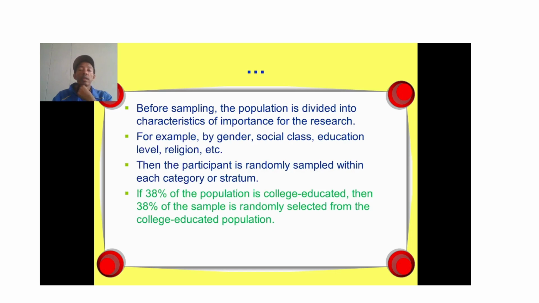So before sampling, the population will be divided into characteristics of importance to the research, for instance, by gender, social class, education level, etc. Then participants are randomly selected within each category or strata. If 38% of the population is college educated from our population or university, then we select 38% of the sample randomly from the college educated population.